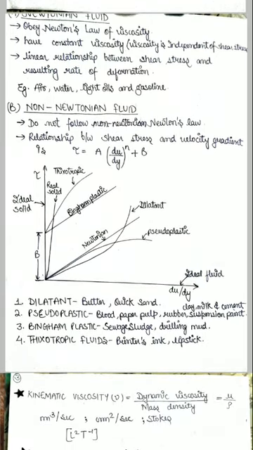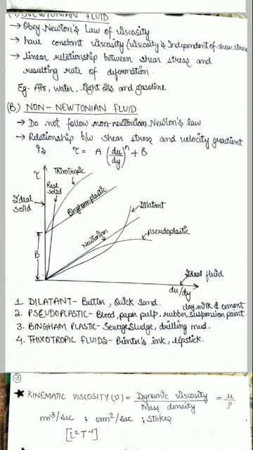Newtonian fluid. Newtonian fluids are those fluids which obey Newton's law of viscosity. They have constant viscosity, that is, their viscosity is independent of shear stresses. There is a linear relationship between shear stress and resulting rate of deformation. Examples of Newtonian fluids are air, water, light oils, and gasoline.